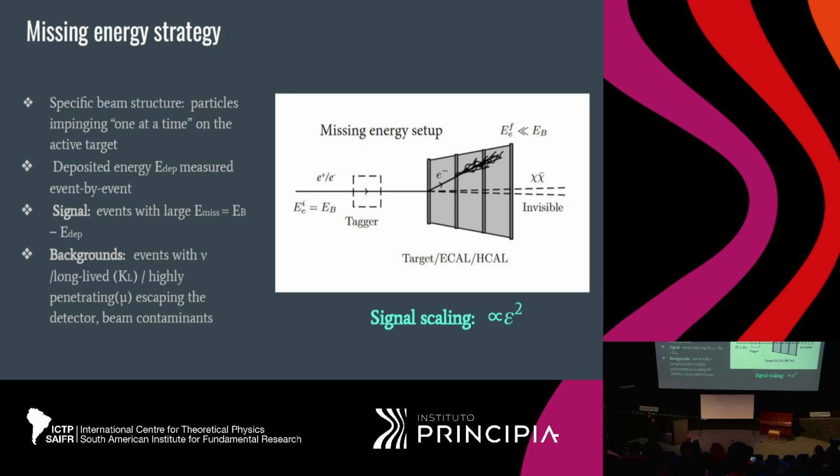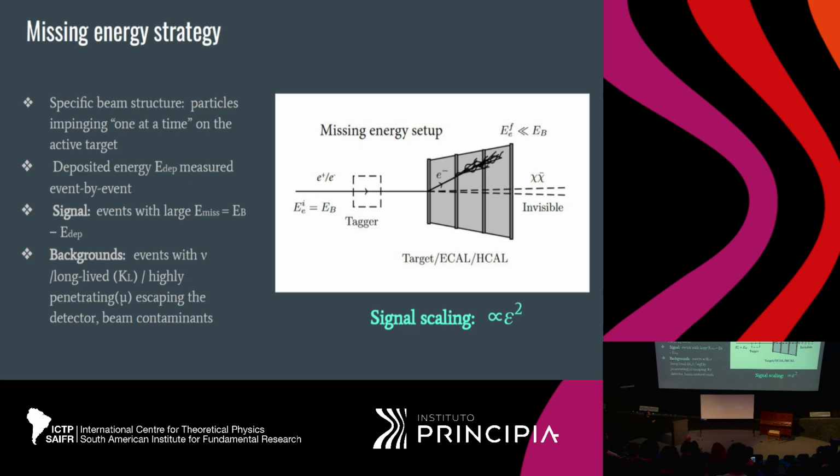And now you are limited in rate. You cannot just dump high current on your detector because you have to tag every single particle. So you have to give the time to your detector to see the incoming particle, measure its energy, then the active target, and this means that you are somehow limited in rate. Also, you need a particle beam which is capable of providing particles one at a time, which is not always possible for an accelerator.